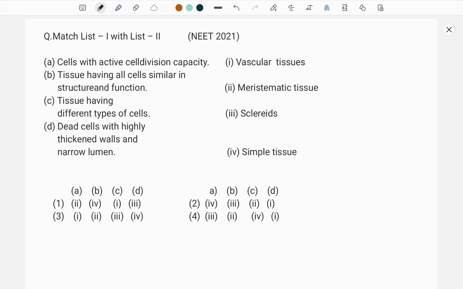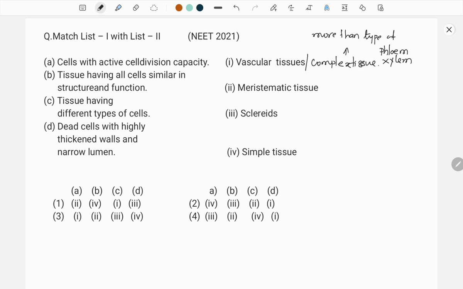If you see, vascular tissues are also called complex tissues. Why are they called complex tissues? Because vascular tissues are of more than one type. What do you mean by more than one type? They are not one type of cells. That includes the so-called xylem and phloem. The conducting tissue and vascular tissue are the same.